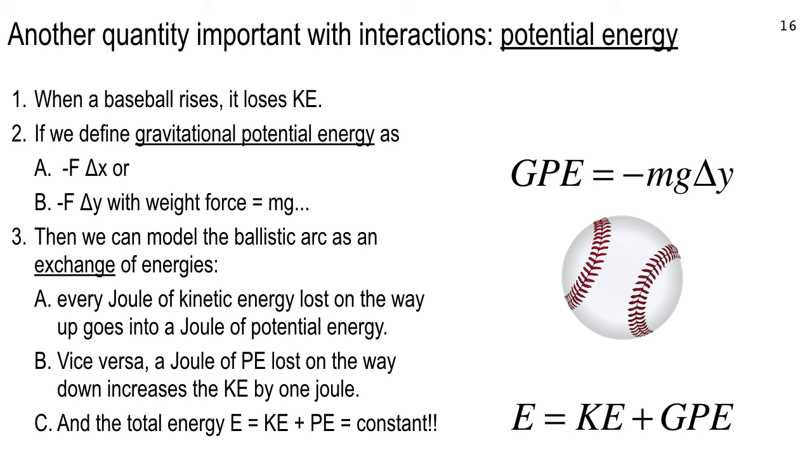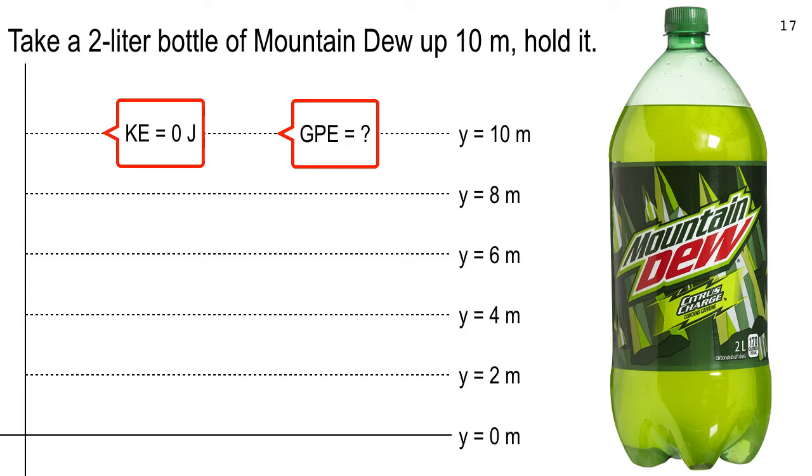So what I want you to do is draw a little kind of a table like this. All right. And we're going to calculate the energy levels of a 2-liter bottle of Mountain Dew. And up at elevation 10 meters, and we're going to hold it. All right. So from the floor, 0 meters down at the bottom of the picture, up to the top, your delta Y is positive 10 meters. All right. And so you lift it up 10 meters and then you hold it.